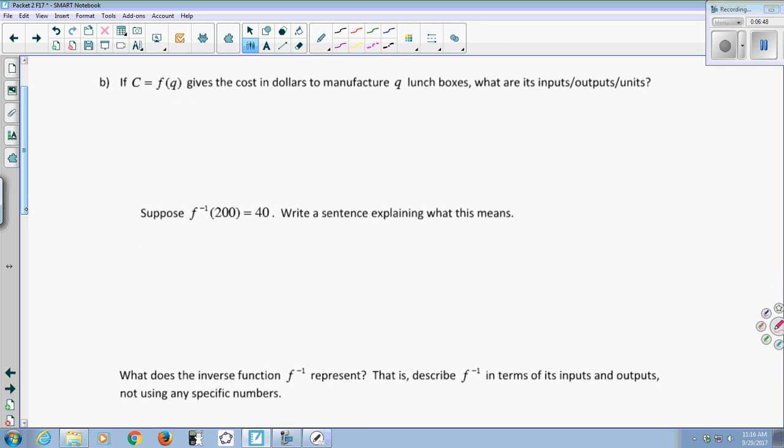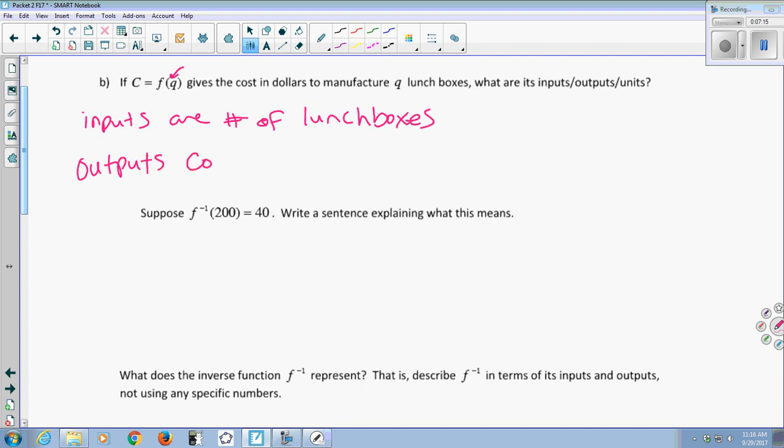Okay, if C equals F of Q gives the cost in dollars to manufacture Q lunchboxes, what are its inputs, its outputs, and its units? So what's in parentheses is always an input. So Q is my input, and that's the number of lunchboxes. So inputs are number of lunchboxes, and it outputs a cost in dollars.